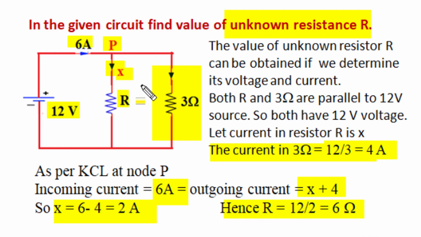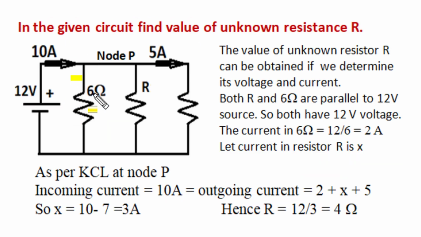Now the same example can be extended to more than 2 parallel connected resistances. In this circuit, 3 resistance branches, a 6 ohm, an unknown resistance R, and this third resistance, are connected in parallel to a 12 volt source. This source supplies 10 ampere total current to this circuit, and the third resistance branch draws 5 ampere current. We have to find out the value of this unknown resistance R. Again, the value of R can be obtained by Ohm's law with the value of voltage across R, which is known to us, 12 volt, and the current through R.